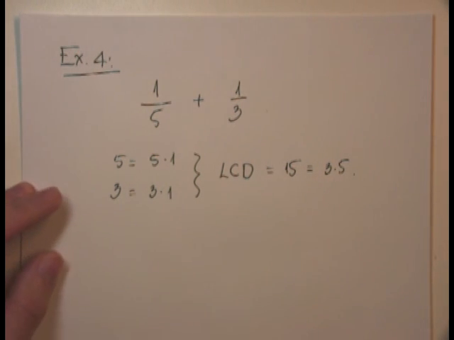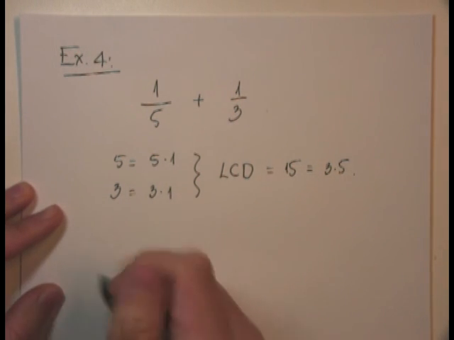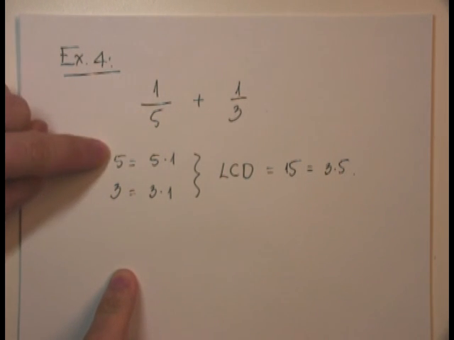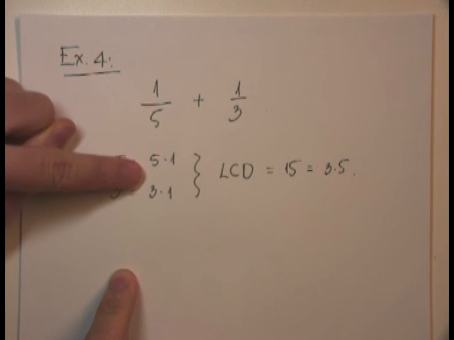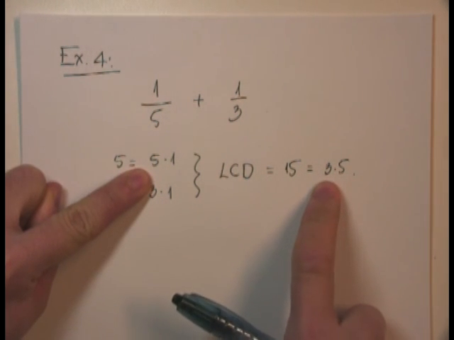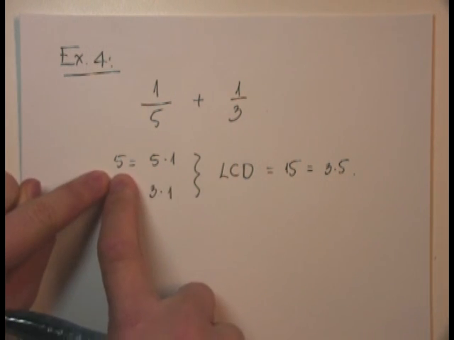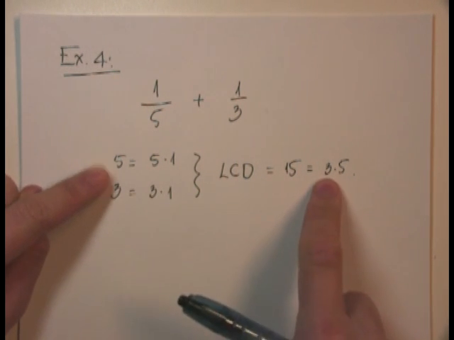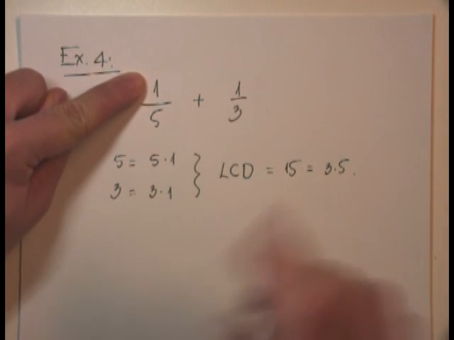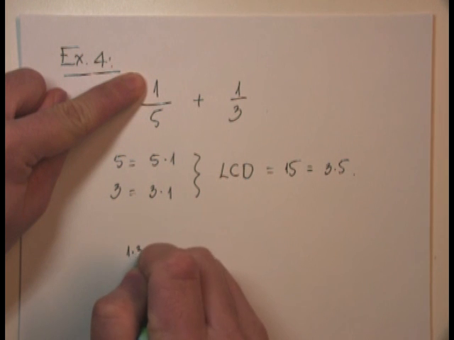And so now, if I look at my first denominator, once again, the only prime factor in 5 is 5. And then comparing that to the LCD, I see that 3 is another prime factor that's not part of 5. So I need to multiply that 3 right here to the numerator that came with 5, which is 1. So here I have 1 times 3.